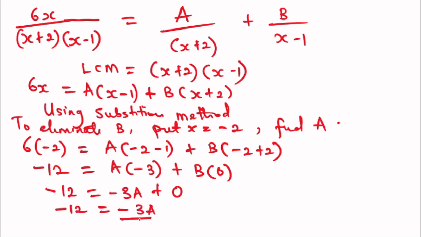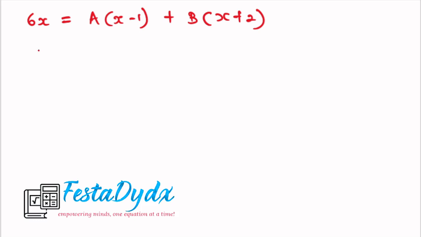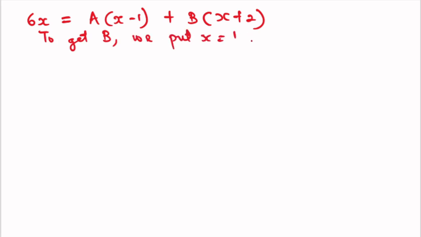So divide through by minus 3 to get the value for A. Minus 3 here 1, minus 3 and 12 will have 4. Minus 3 here 1, minus 3 here will have A. So therefore, the value for A is equal to 4. Now we'll move further to find the value for B. So working with the same expression, to get B, we put x to be equal to 1. That way we are eliminating A.